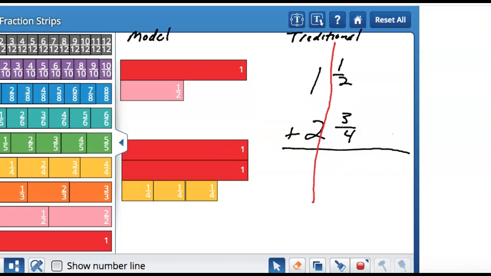Okay, let's look at one more example, and this is 1 1/2 plus 2 3/4. So the model: 1 1/2, 2 3/4. We need to convert these halves into fourths, and we know that that will equal 2/4. I'm going to get rid of this half here.